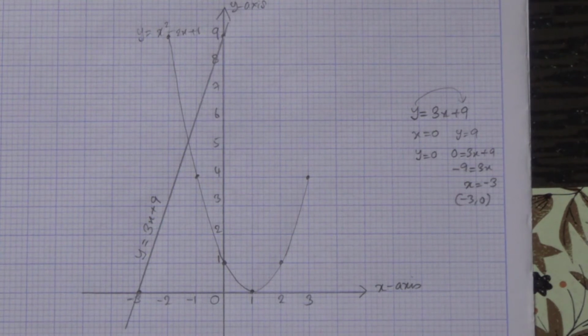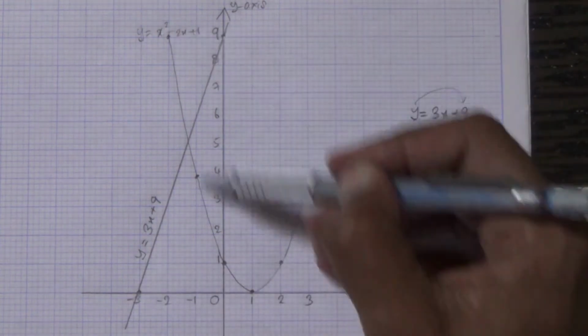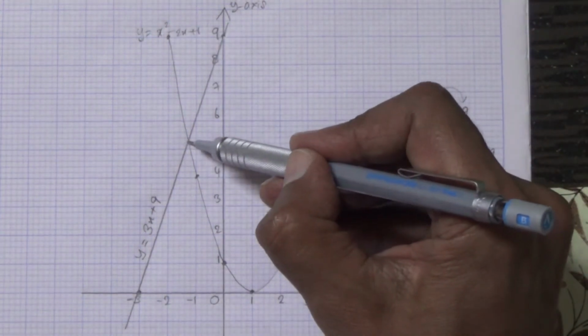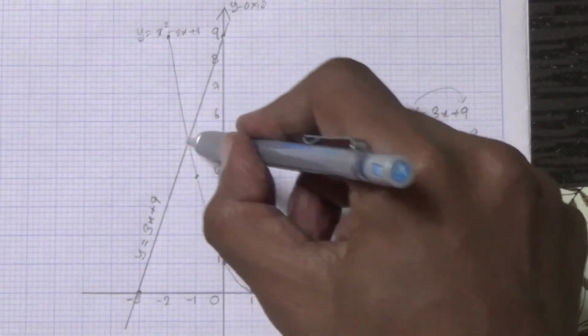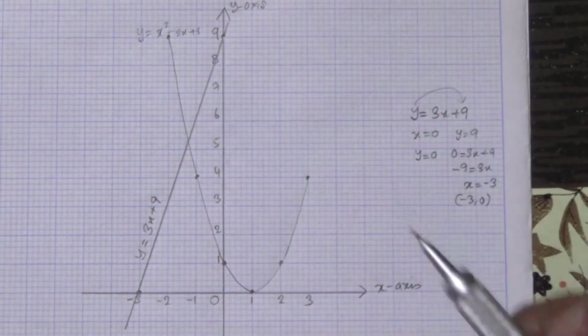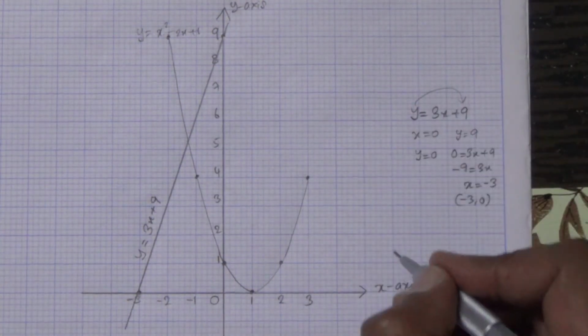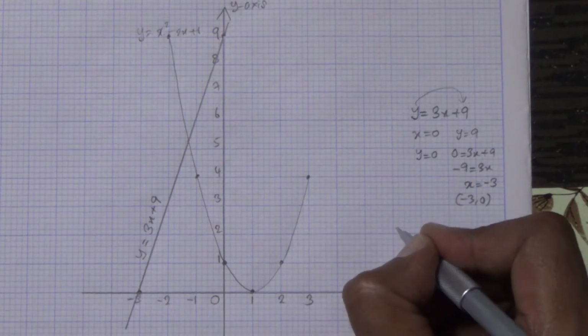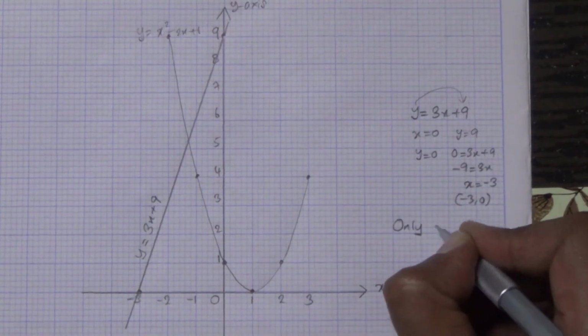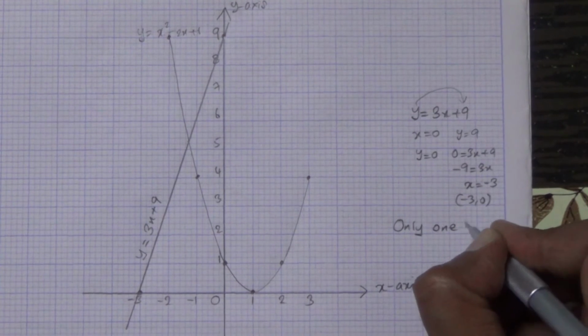Okay, now also in the question we need to state the number of solutions that we have. You can see that the line is intersecting the curve, therefore we got only one solution here, where this is the point of intersection. So the answer to that question is that we got only one solution.